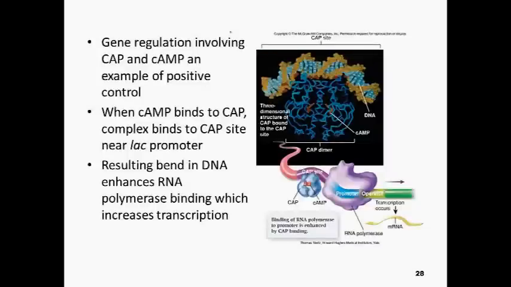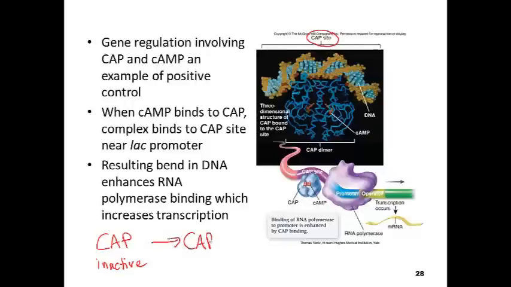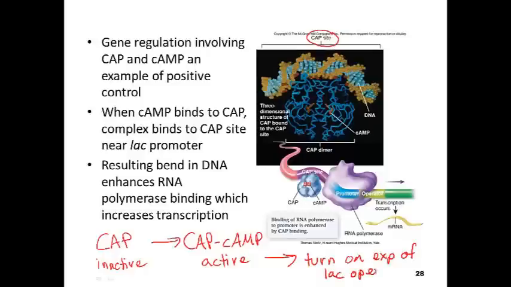Now, why is this important? Well, the reason that this is important is this activator protein called CAP requires cyclic AMP in order to be active. So CAP by itself, which turns on the lac operon, is inactive. When CAP is bound to cyclic AMP, it's now active. And when it's active, it can turn on expression of the lac operon. This is what we call positive control.